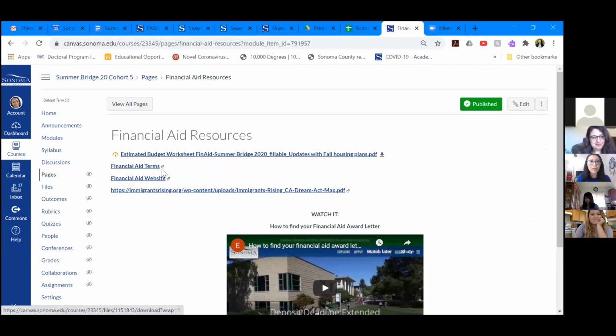We also have a glossary of financial aid terms, so that you can understand what it means when we talk about subsidized or unsubsidized. And we included a link to the financial aid website. We encourage you to review it, go over it, and become familiar with it.